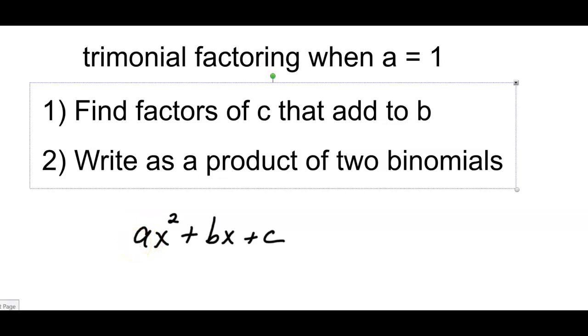And then you're going to write your final answer as a product of two binomials. So two binomials, whatever those numbers end up being, it'll be like x plus a number, I'll just make it an m, and x plus another number. It could be a plus, it could be a minus, but it's going to be a product of two binomials. So whatever numbers you find that are factors of c and add to b, they're going to go right here.